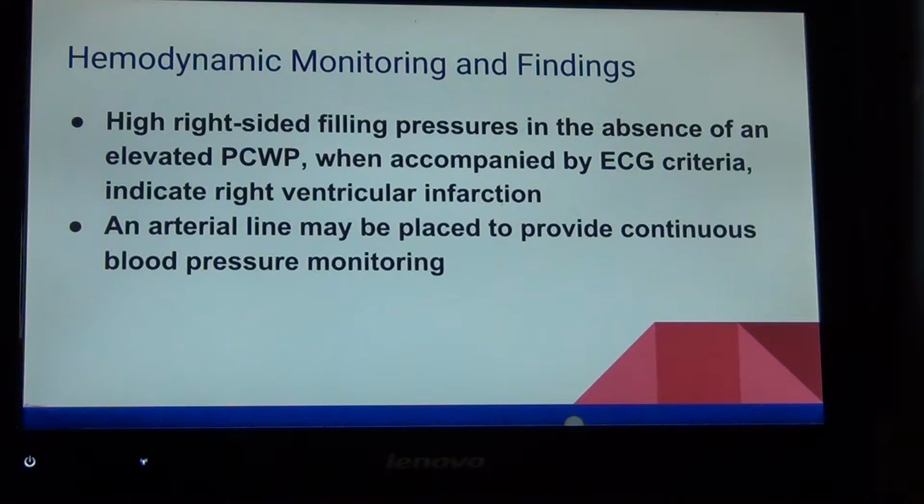High right-sided filling pressure in the absence of an elevated pulmonary capillary wedge pressure, when accompanied by ECG criteria, indicates right ventricular infarction. An arterial line may be placed to provide continuous monitoring of the blood pressure.